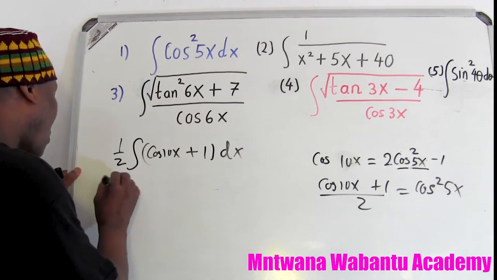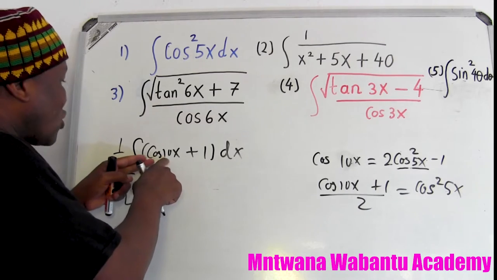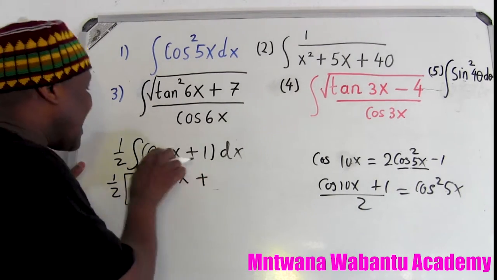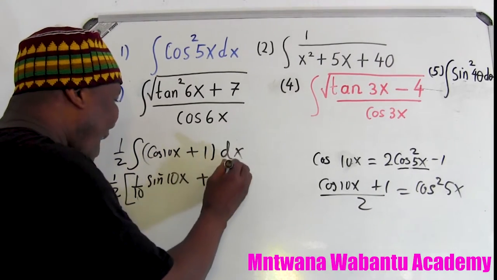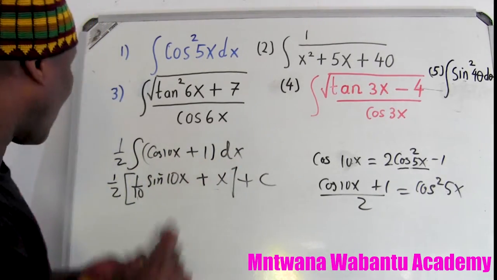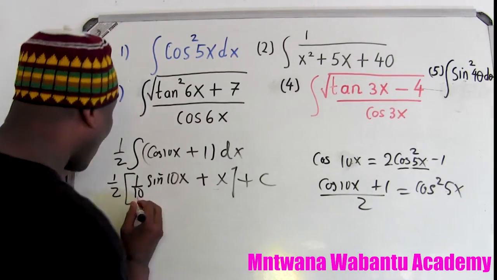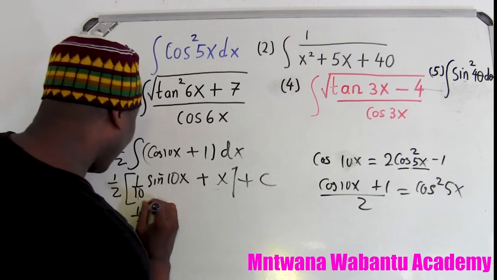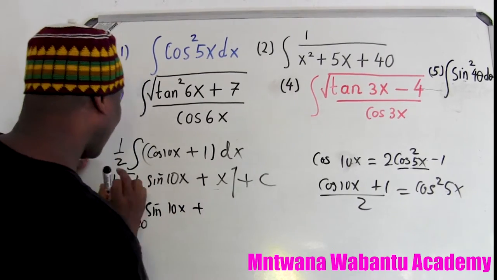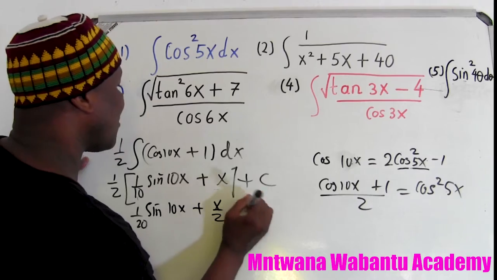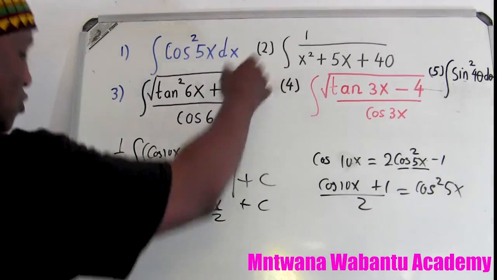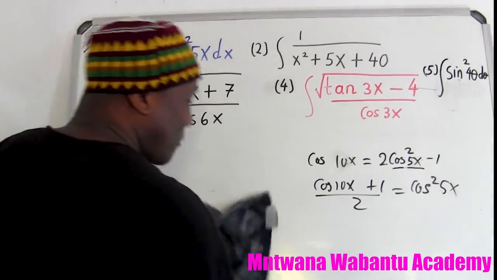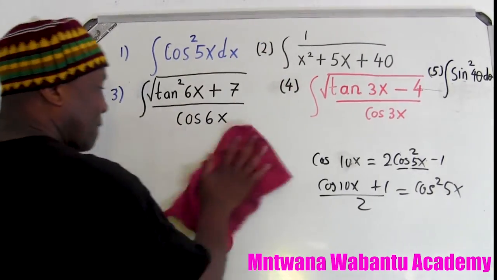The 1 over 2 stays. When you integrate cos of 10x, it gives you 1 over 10 sine 10x. When you integrate 1 dx, it gives you x, and then we add c. Multiplying that out, this is going to be 1 over 20 sine 10x plus x over 2, plus c. The reason for plus c is that there's no constant there. So we're done with that question; now let's go to question number 2, since you say I must go in order.